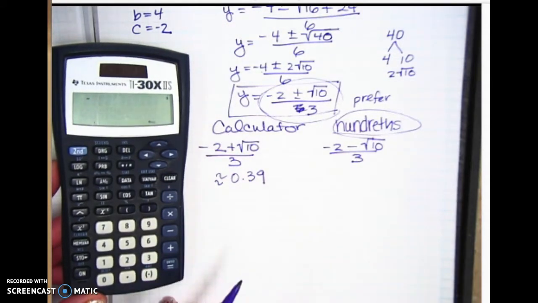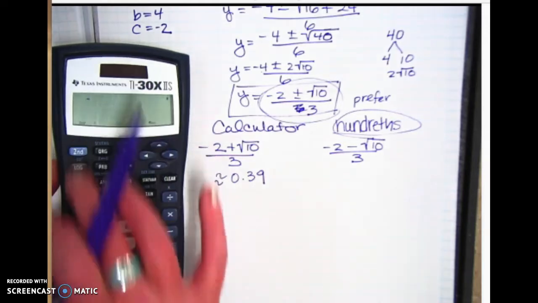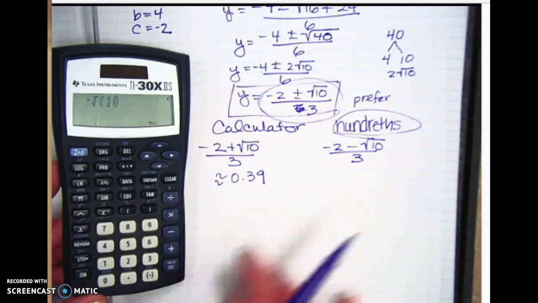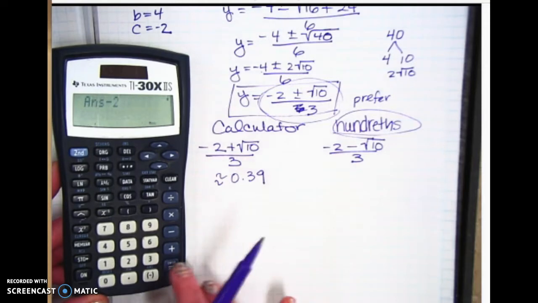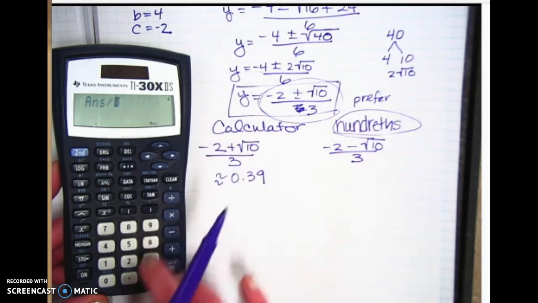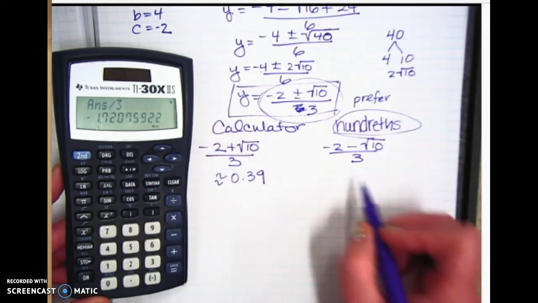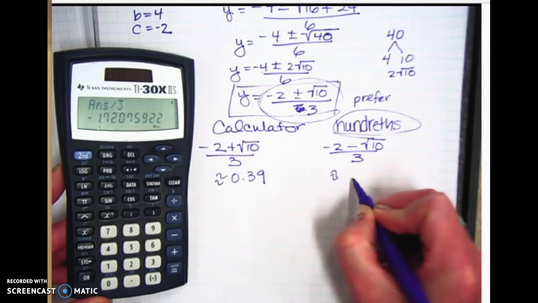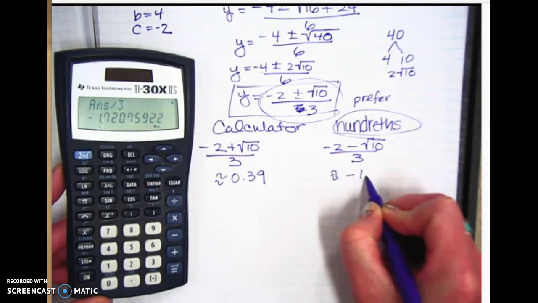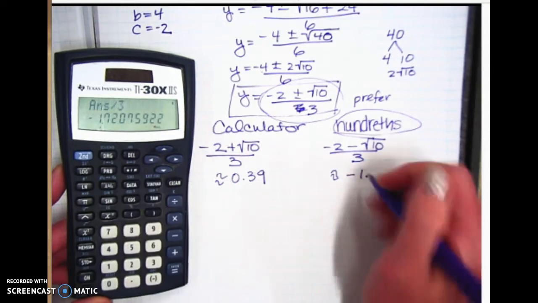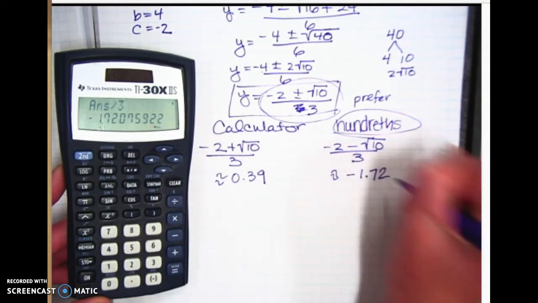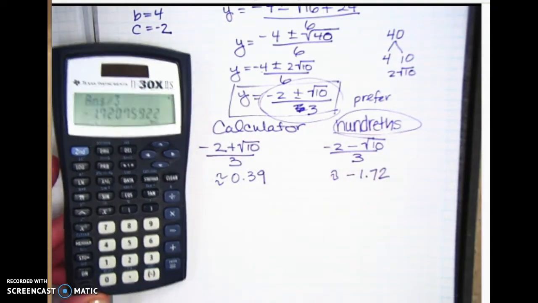This one's a little trickier because it has a negative sign out front. So I'm going to say the opposite of the square root of 10 minus the 2, divided by 3. I've got approximately negative 1.72, but there's a 0 next to it, so it stays. Okay?